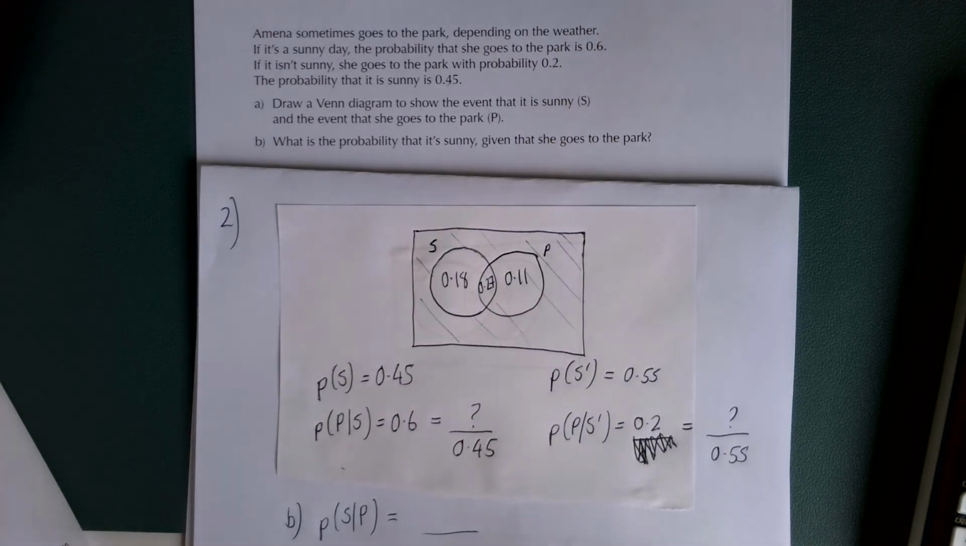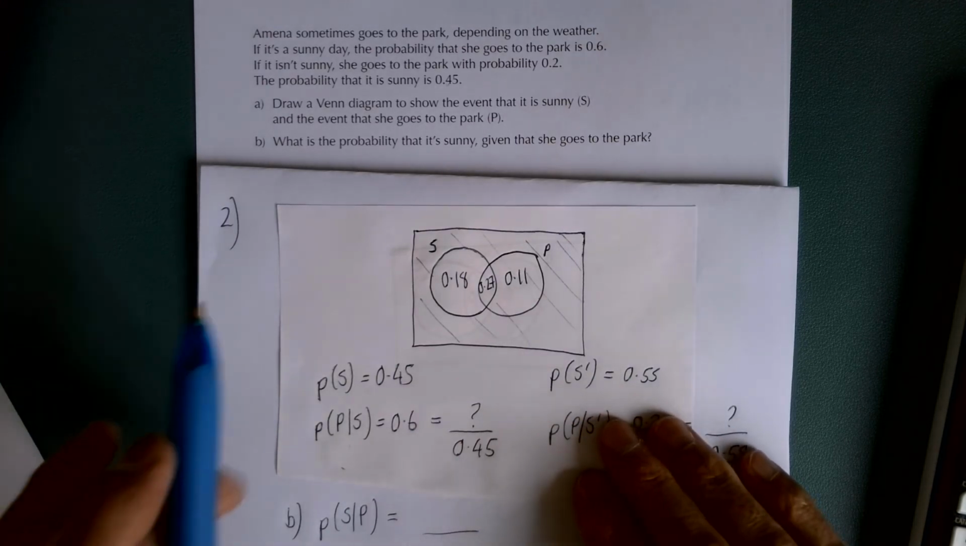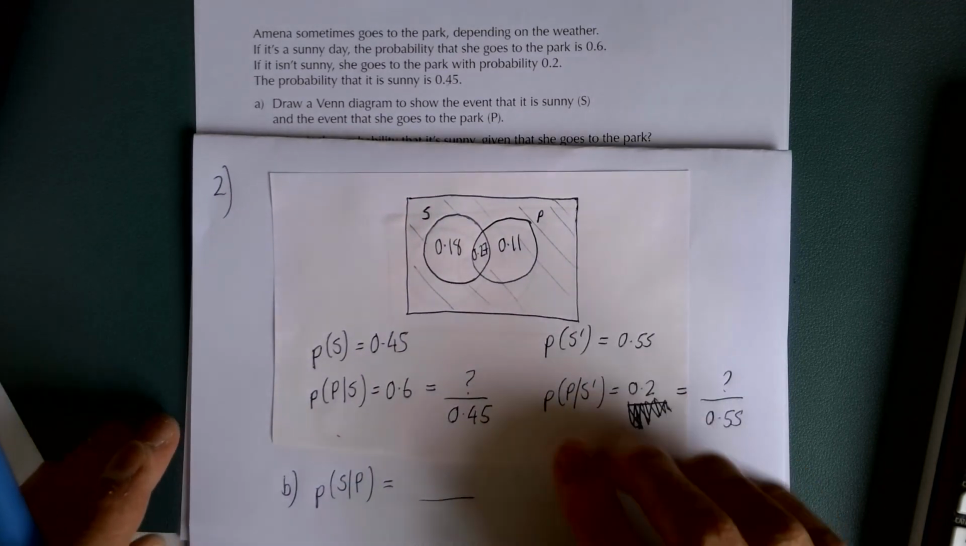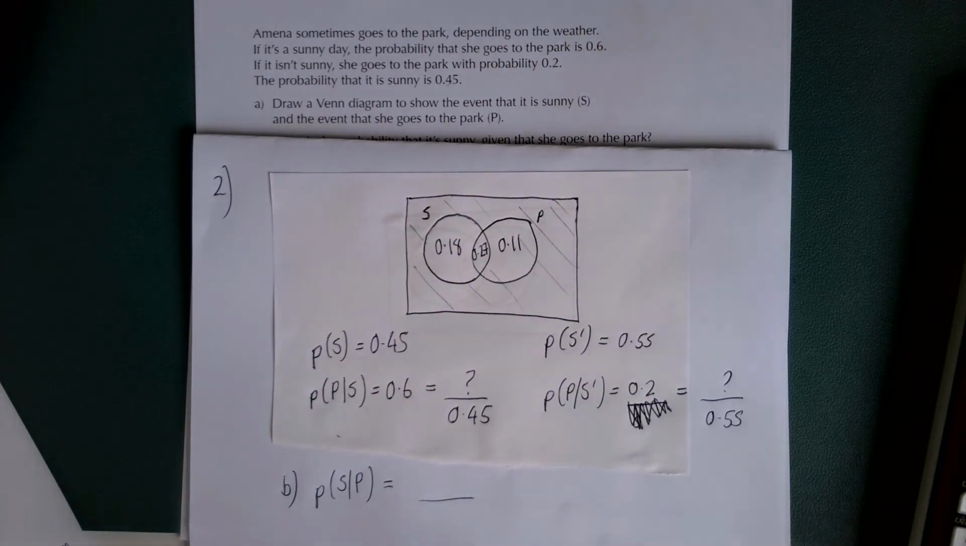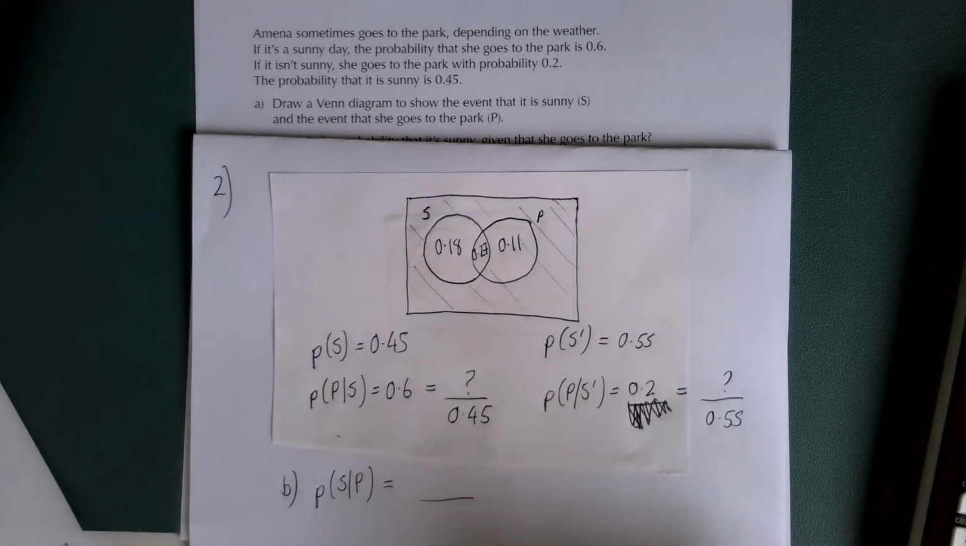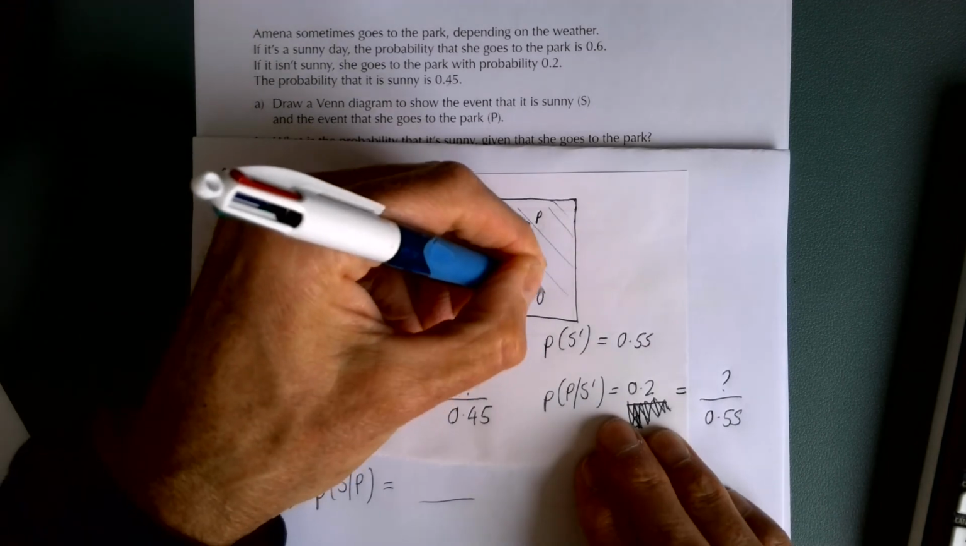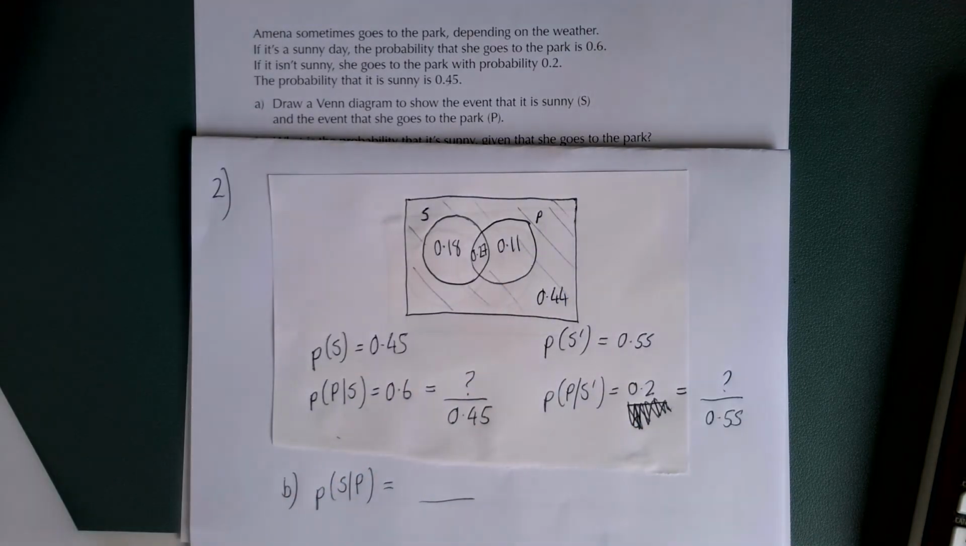So we're then asked, what's the probability that it's sunny, given that she goes to the park? So let's finish my Venn diagram. So I've got 0.18 plus 0.27 plus 0.11 gives me 0.56. So I know that's 0.44 out there. Okay.